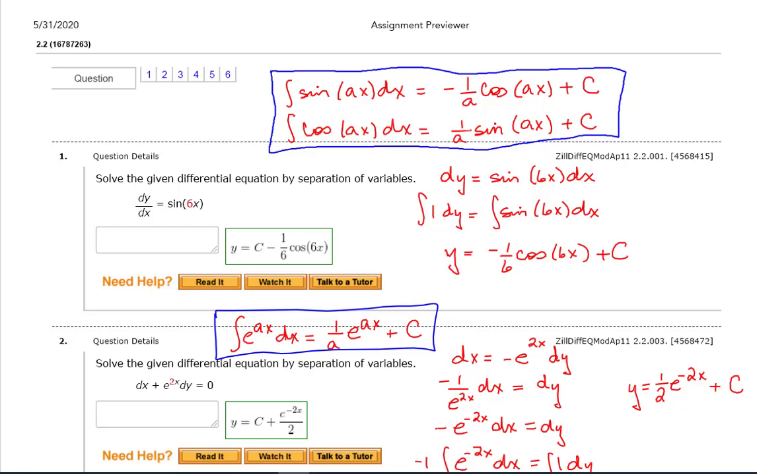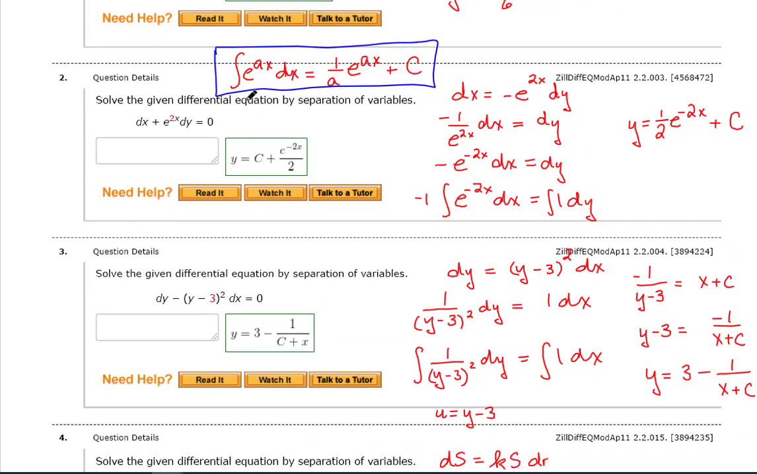In question 2, let's see. Alright, question 2, we have dx plus e to the 2x dy is 0. Alright, so step 1, I try to get them on opposite sides. Now I'm going to divide both sides by minus e to the 2x, and we get this relationship. Now the trick here is to realize that 1 over e to the 2x is the same as e to the minus 2x. And now we integrate both sides.